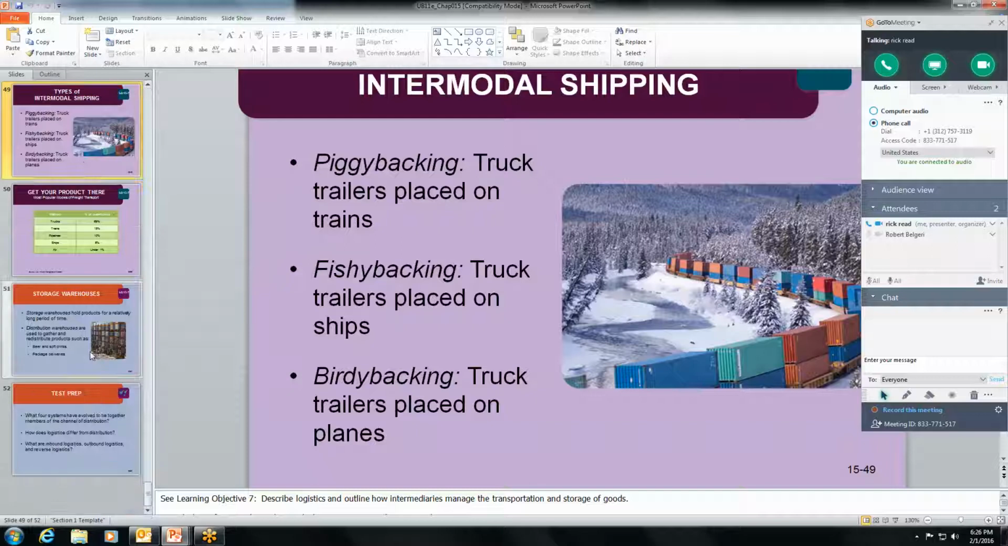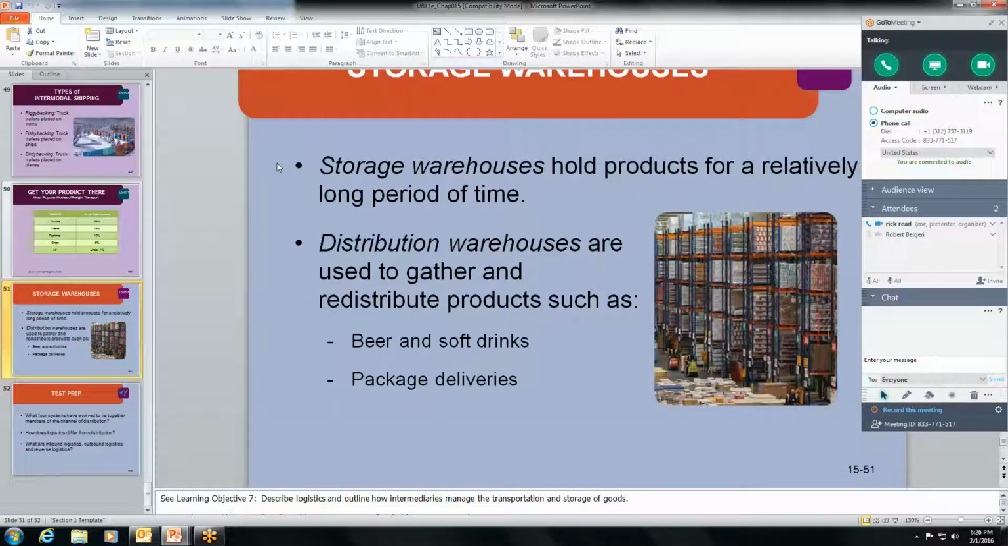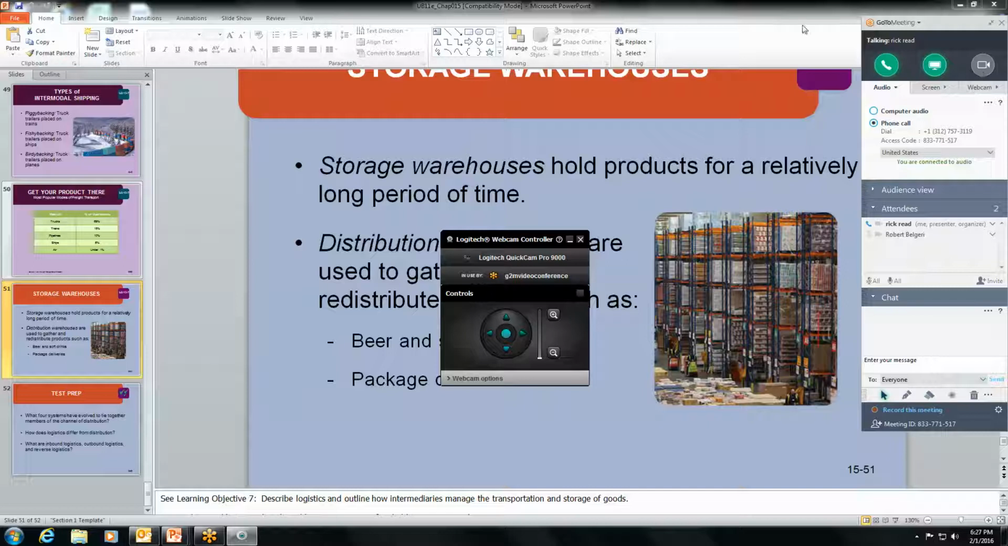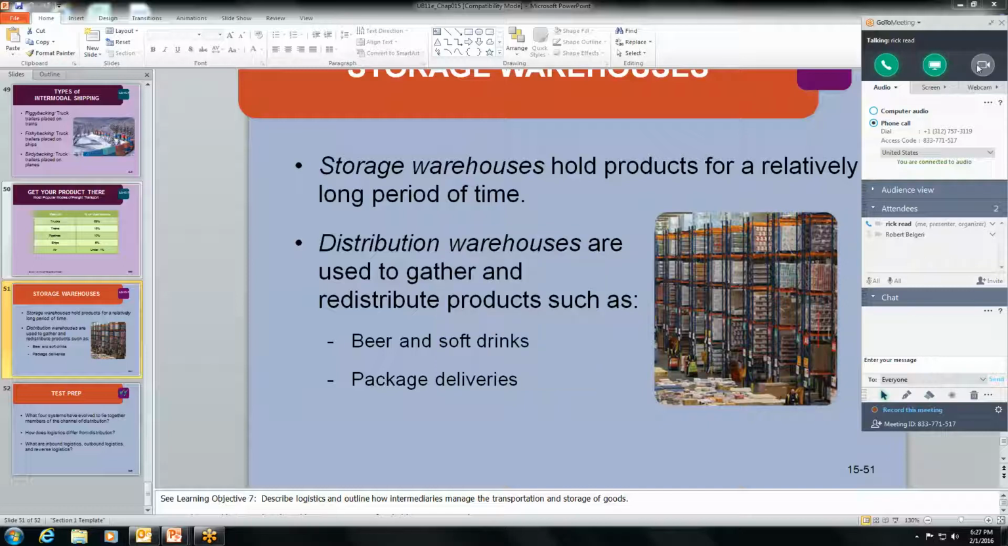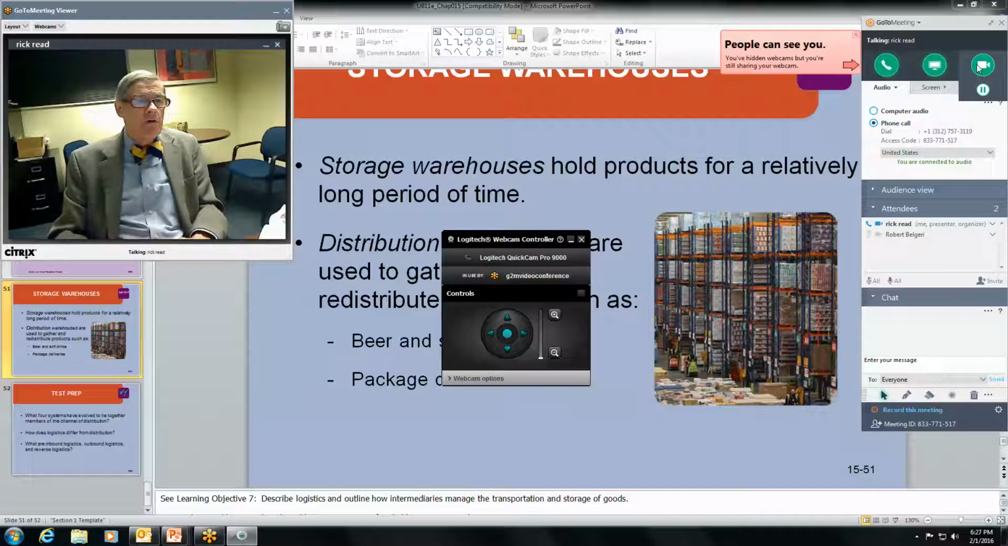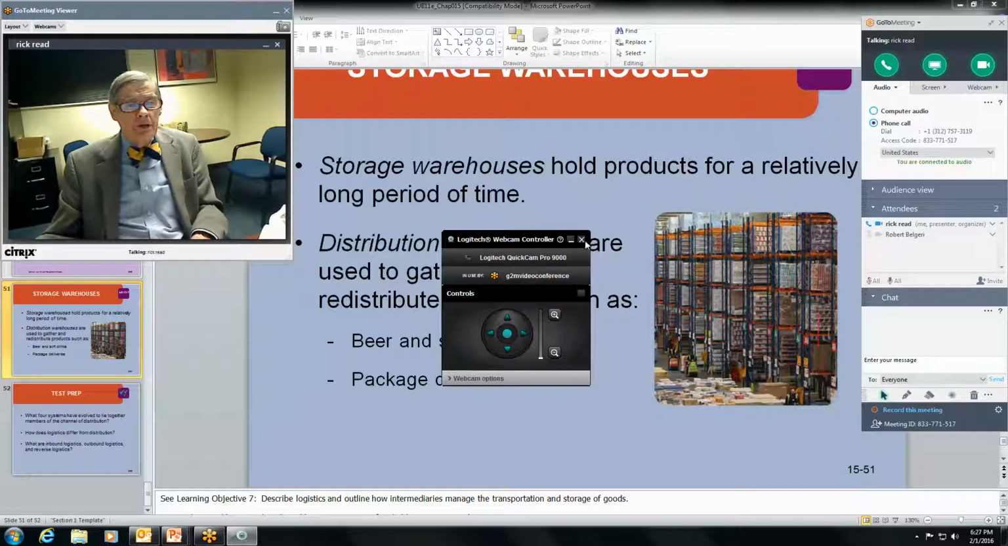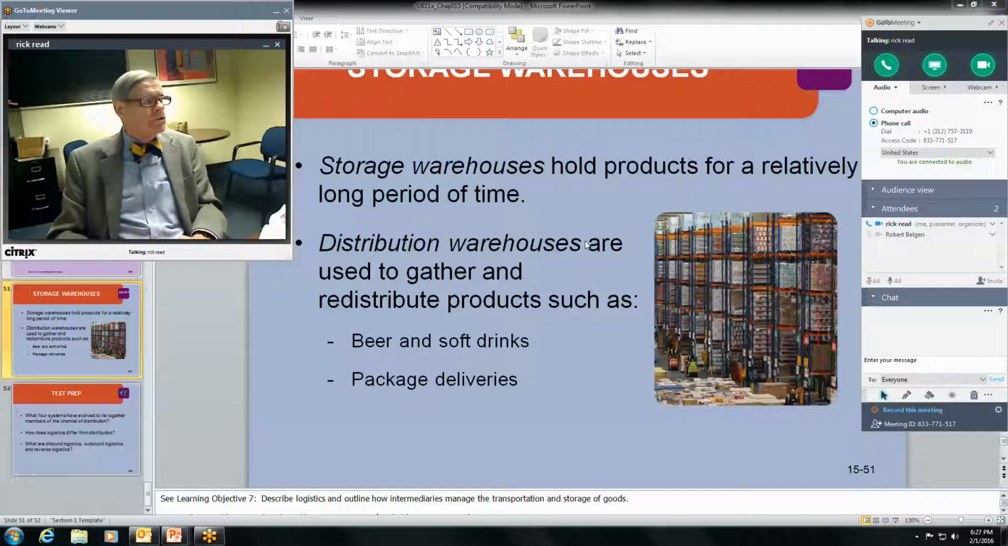And then we have storage warehouses, which is kind of the end part of logistics. A storage warehouse will hold a product for a long period of time, whereas a distribution warehouse is just a reverse, because they are used to gather and redistribute products, and it talks here about beer and soft drinks and packaging deliveries.